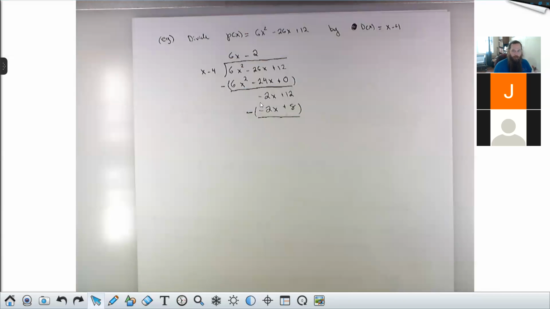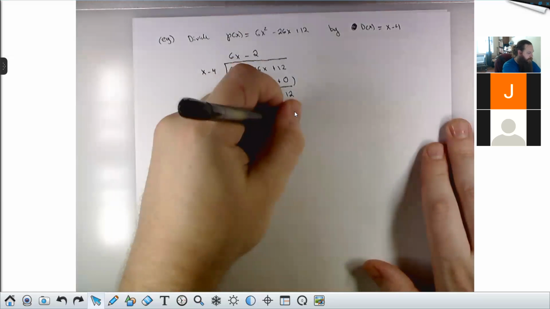By design, the first two terms should always eat each other up. If that doesn't happen, you made a mistake. So yeah, negative 2x minus negative 2x, that's 0. We don't write it. 12 minus 8 is 4. So I put down here a 4.